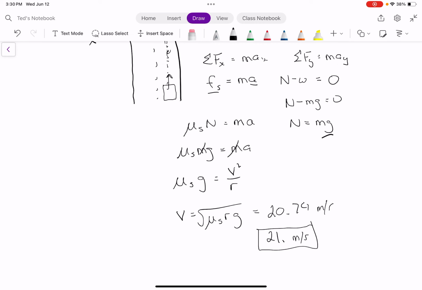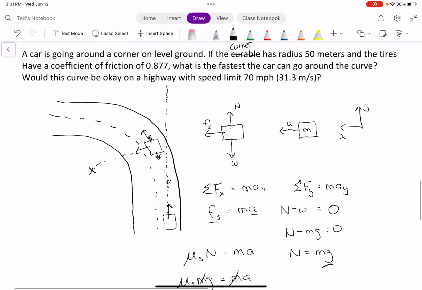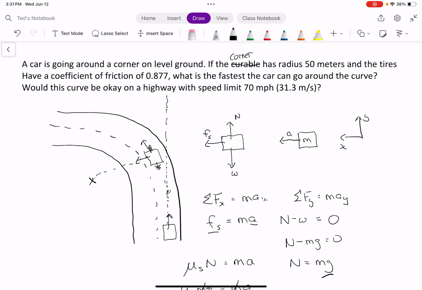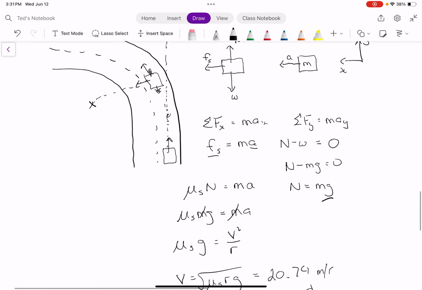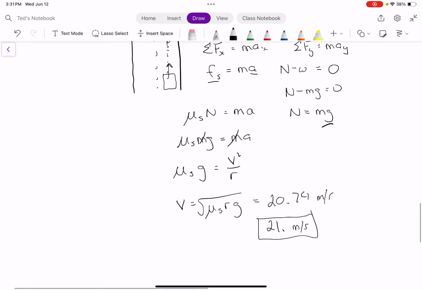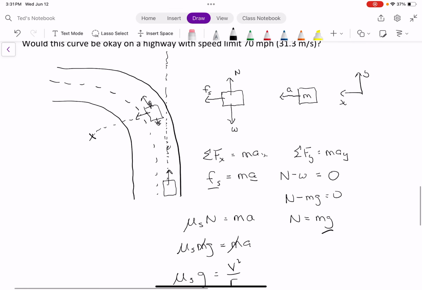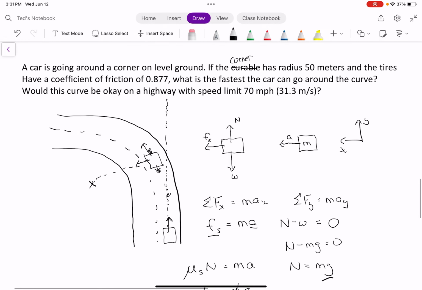And if I tried to go around the corner any faster, the static friction force would not be strong enough to get me around the corner. Okay, so would this curve be good on a highway that has a speed limit of 31 meters per second? And the answer is, well, no, not at all, because if I was driving 31 meters per second, I would get into an accident. So if I am on the highway, the radius of the curve better be much more than 50 meters.